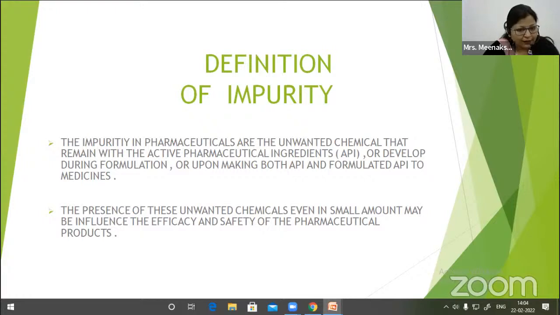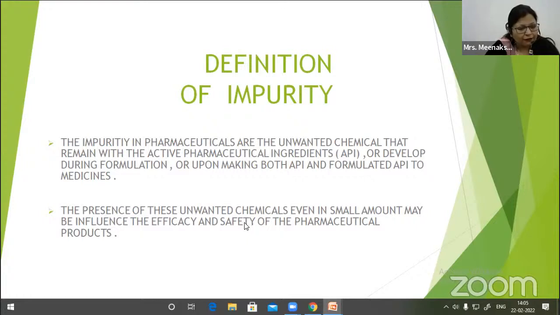So we have to first identify the impurities and then remove them. The presence of these unwanted chemicals, even in the smallest quantities, as I told, even 0.002 milligrams, micrograms, or even ppm, is very important. They should be removed because these are unwanted chemicals and they reduce the efficacy of the pharmaceutical products. So they should not be present even at a 0.002% level.